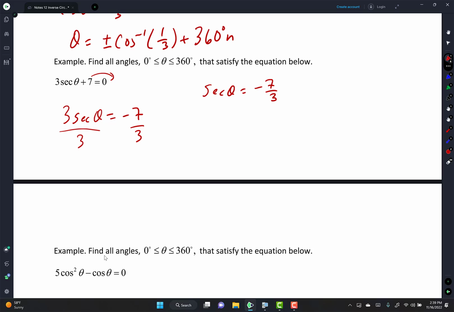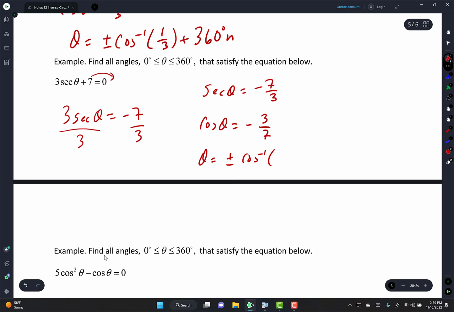No. So we're going to turn this into cosine. Why cosine? Because secant is the reciprocal of cosine. So you're going to write cosine theta, and you're just going to take the reciprocal. Negative 3/7. See? So theta equals plus minus arc cosine of negative 3/7 plus 360n. Here are my answers. Theta equals, that's a 3/7 there, right?